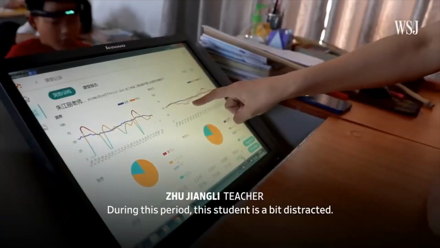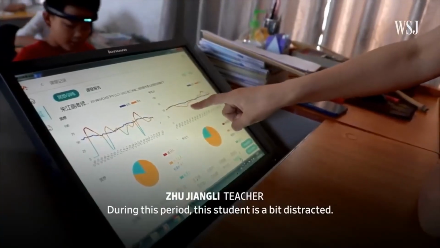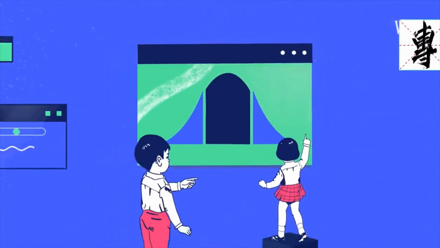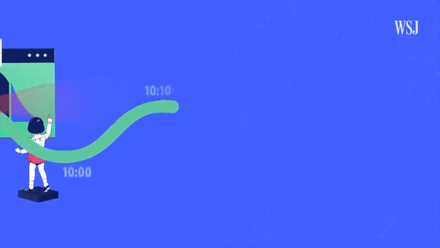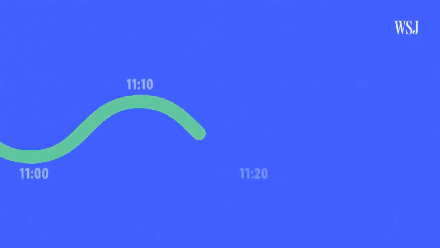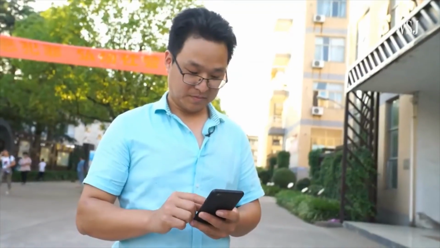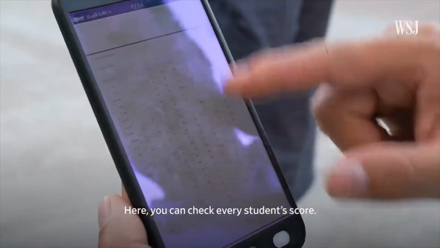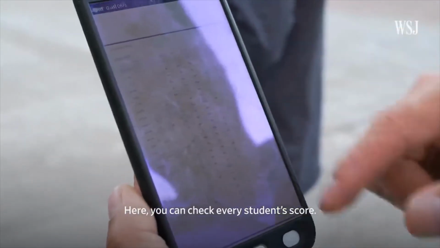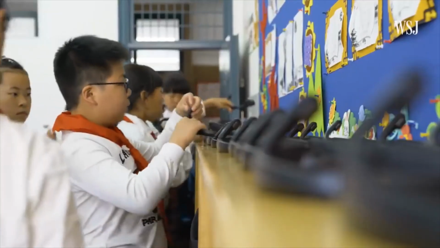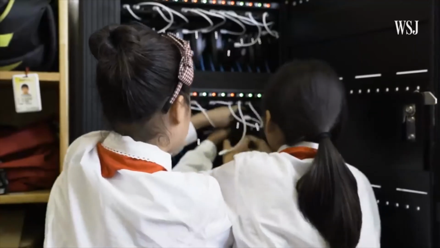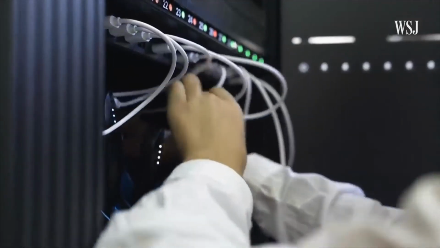A report is then generated that shows how well the class was paying attention. It even details each student's concentration level at 10-minute intervals. It's then sent to a chat group for parents. The reports are detailed, but whether these devices really work and what they exactly measure isn't as clear.